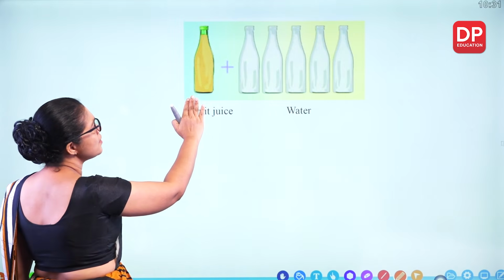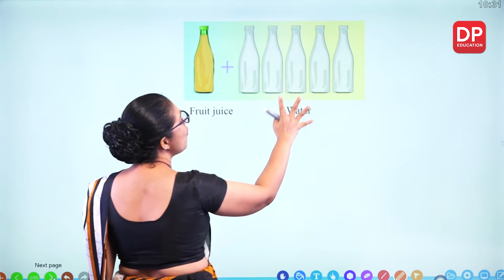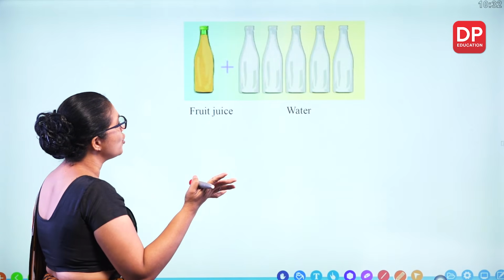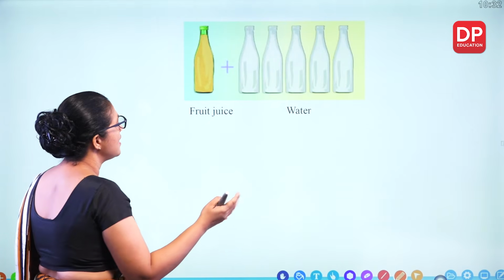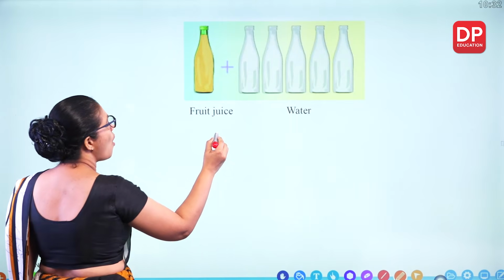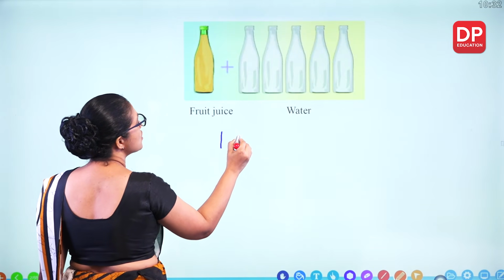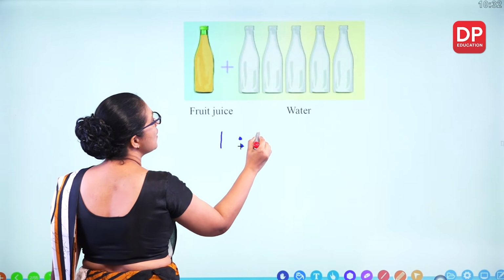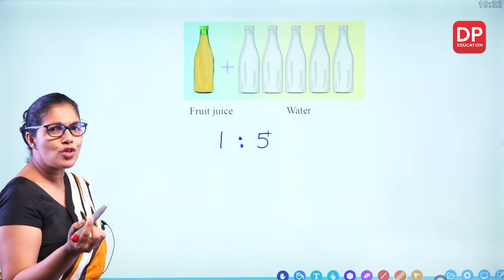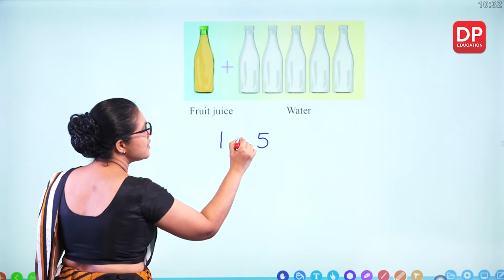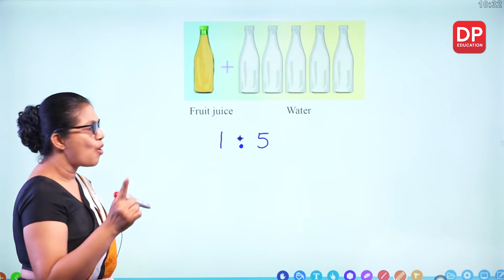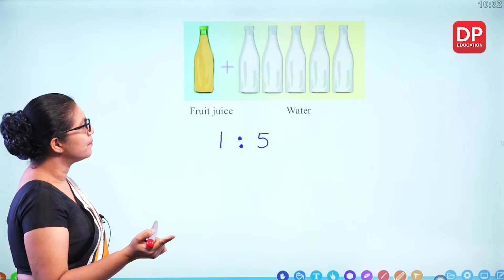1 fruit juice and 5 water bottles. So all are bottles. So what's the ratio to make the fruit juice? 1 juice bottle with 5 water bottles, 1 to 5 ratio. So do you know this symbol? This is the symbol we use for ratio, 1 to 5.